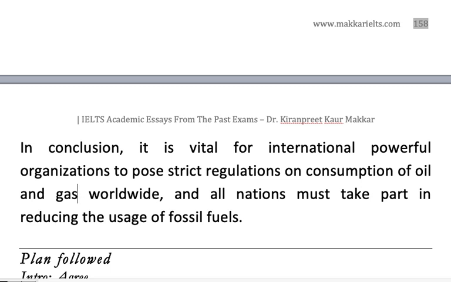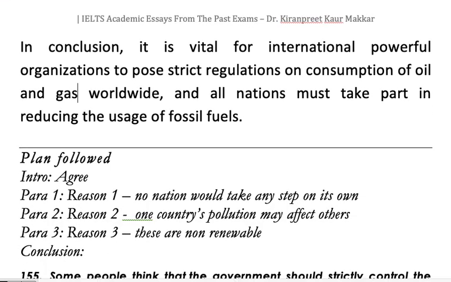So this is the conclusion, and the plan followed is: in the introduction I have agreed, and reason one is no nation would take any step on its own. Reason two is one country's pollution may affect others, and reason three is these resources are non-renewable. So these are the three points. You have to have three different points.